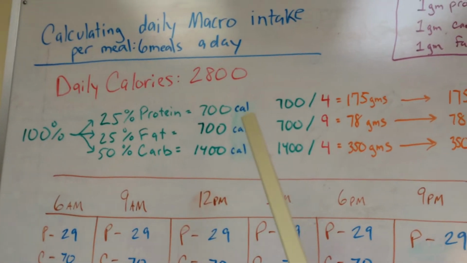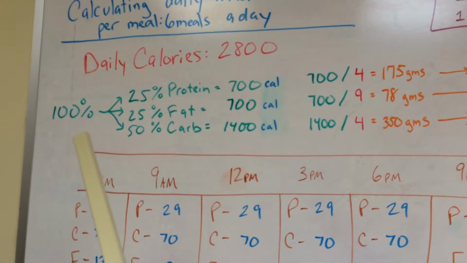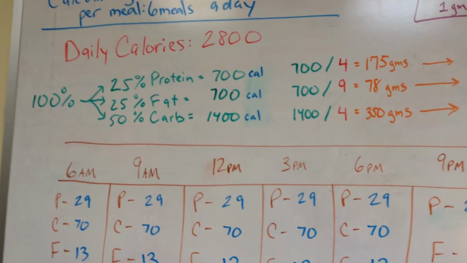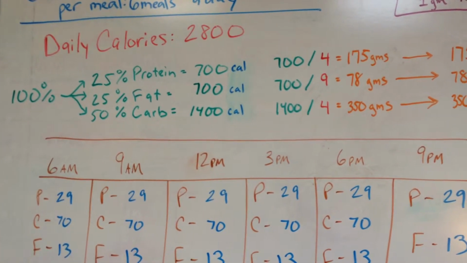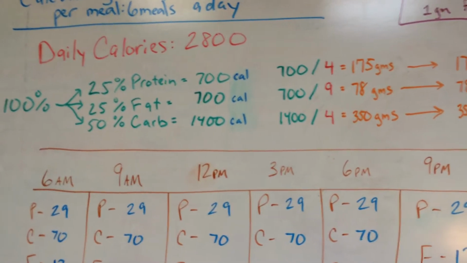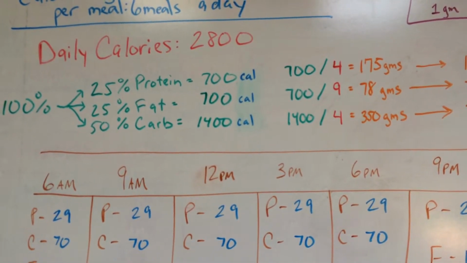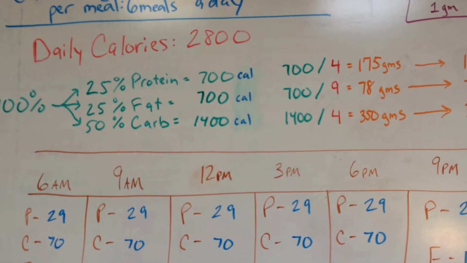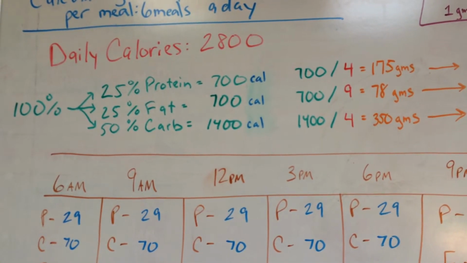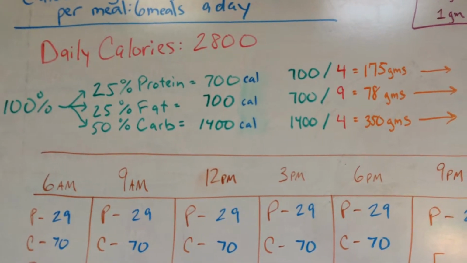Still using my number, 2,800. These are my daily calories. So 100% of those calories we are going to break down into our percentage of protein, carbs, and fat. And the 25, 50, 25 is just a formula that I am going by right now for bulking. So basically what I'm doing is I'm taking 25% of 2,800 to get my daily protein count, which is 700 calories. 50% of that is going to be 1,400 calories for my carbs, and 25% of that is going to be 700 calories for my fat.